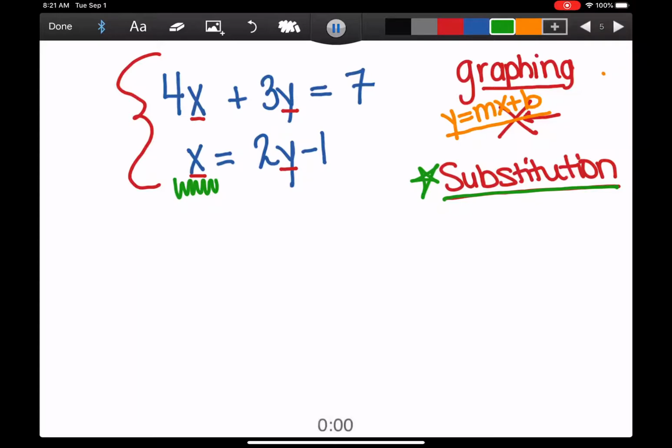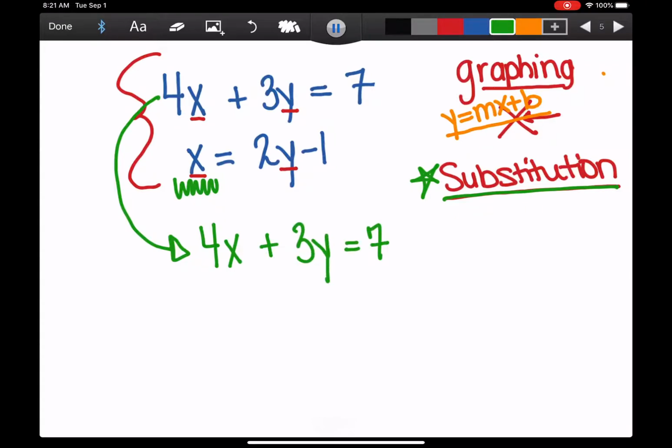So now let's do it. I'm going to take my first equation and rewrite it: 4x plus 3y equals 7. And now the cool thing is I know that x is equal to 2y minus 1. They are worth the exact same amount. They are equal to each other. That means that in place of this x right here, I can substitute in this value because they are equal to each other. They are the same value or the same amount.